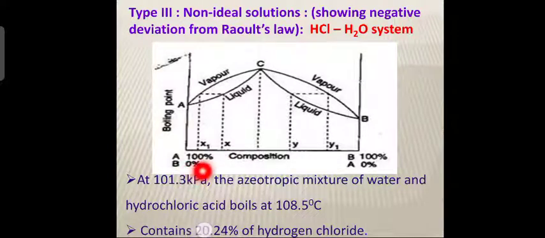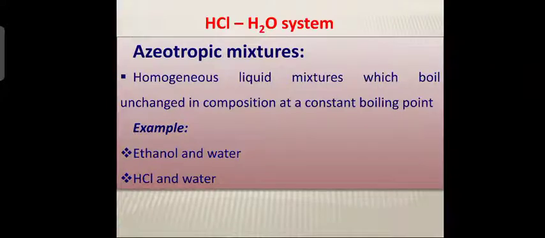At 101.3 kilopascal, the azeotropy mixture of water and hydrochloric acid boils at 108.5 degrees Celsius. What is the temperature for the azeotropy mixture? 108.5 degrees Celsius. And what is the composition for the hydrochloric acid water system? It contains 20.24% of hydrogen chloride. Next slide.